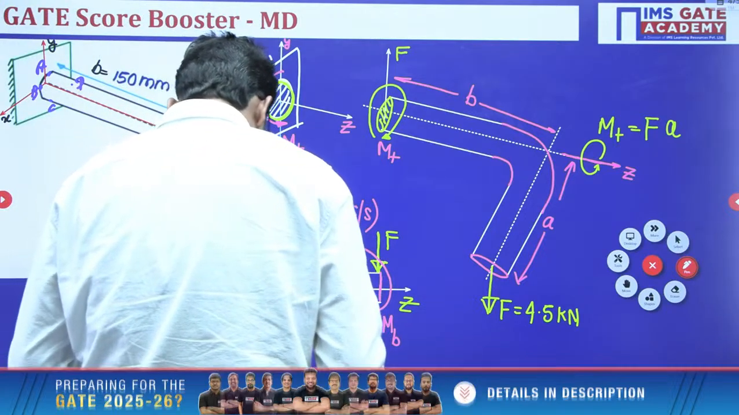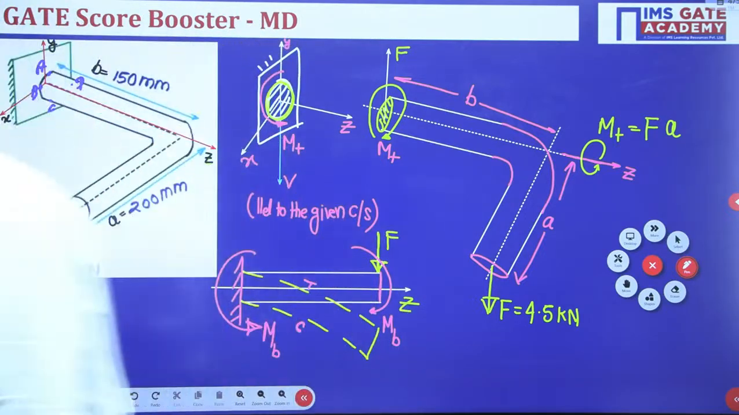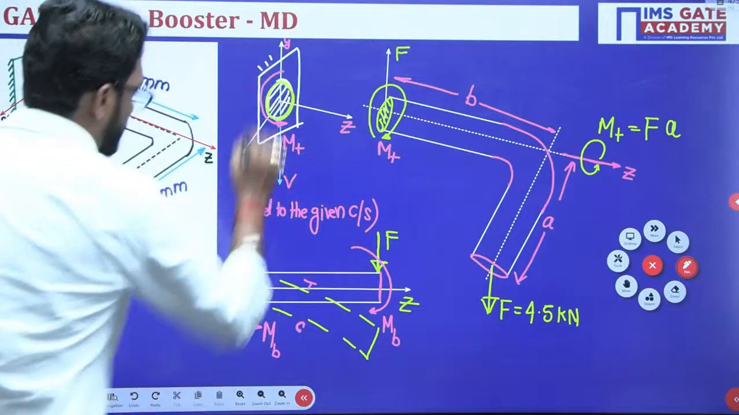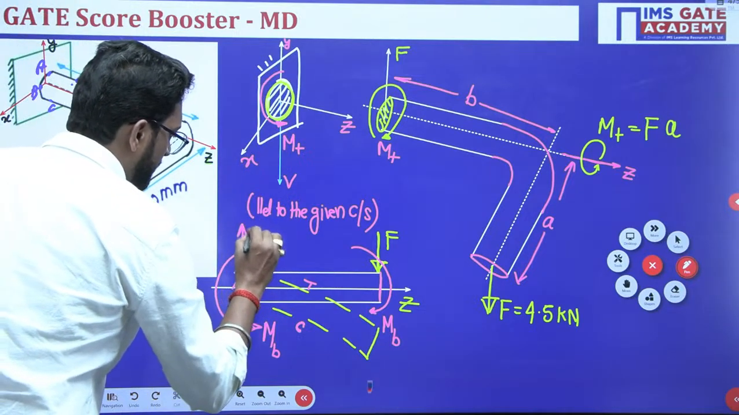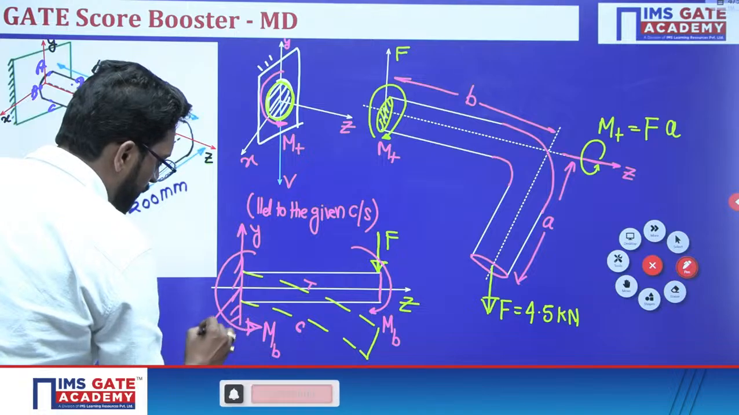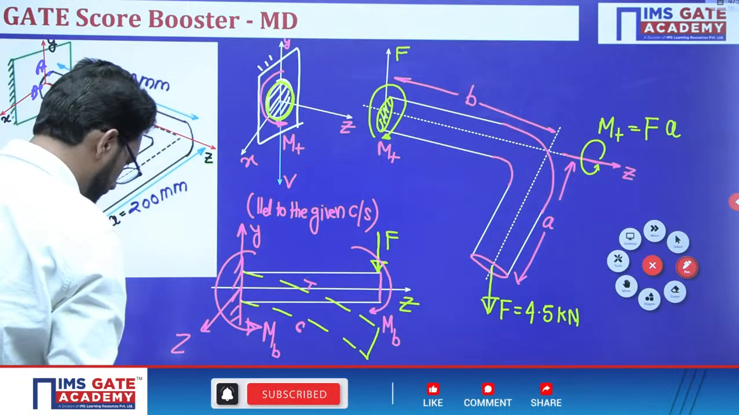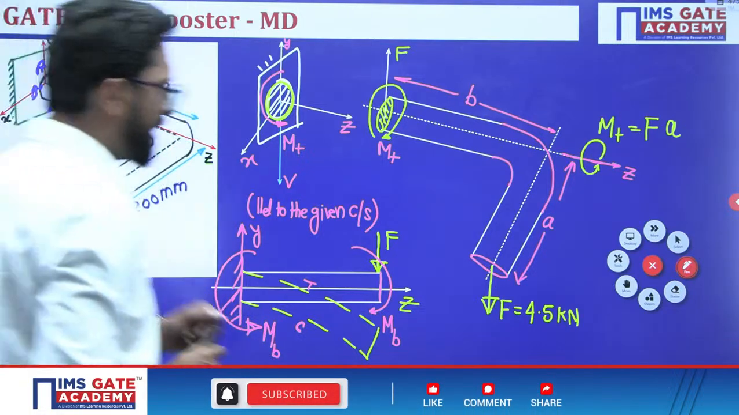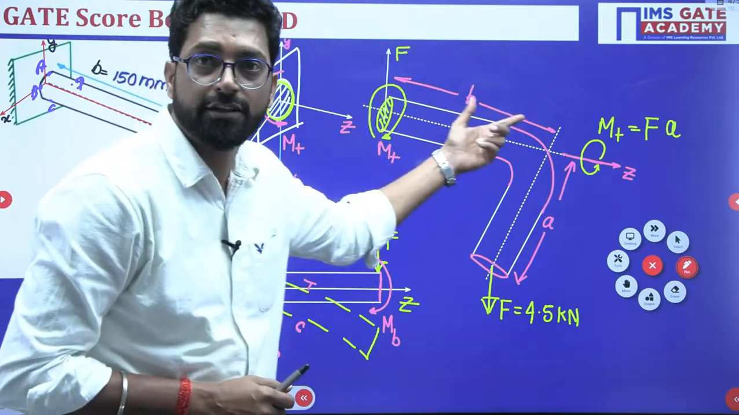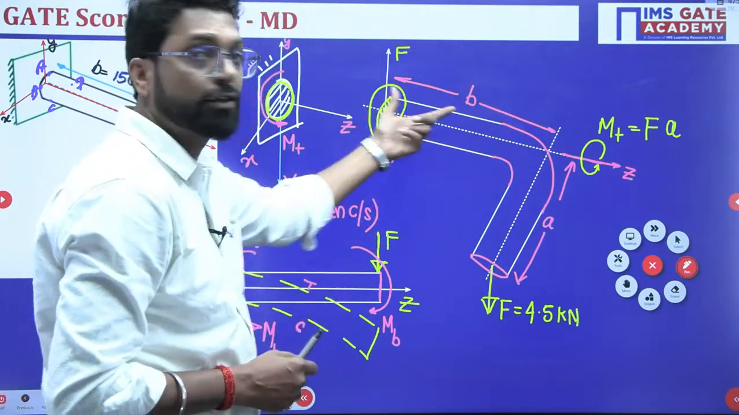Now, this is your y-axis, and perpendicular to this is your z-axis, x-axis. So these are the bending moment. These are the bending moment. These are the torsional shear stress. These are the bending moment. These are the torsional shear stress.